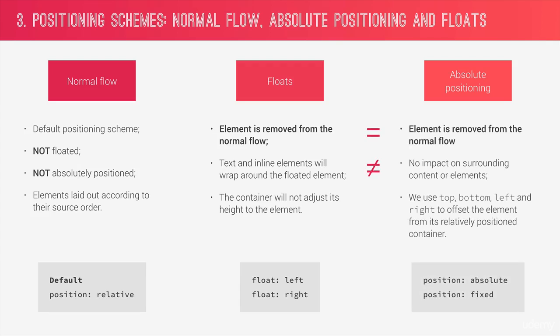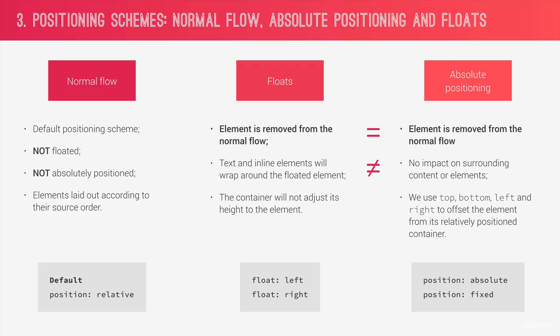And then finally, there's absolute positioning. And just like with floats, when you set the position property to absolute or also to fixed, the element is taken out of the normal flow. Now, what's different here is that with absolute positioning, the element has no impact on surrounding content or elements at all. In fact, it can even overlap them. So if we want to position an absolutely positioned element on a page, we use the CSS properties top, bottom, left, and right to offset it to its relatively positioned container. Now, as I mentioned, an absolutely positioned element can overlap other elements occupying the same space. And how do we solve this? Well, CSS solves it for us actually, using something called stacking contexts.